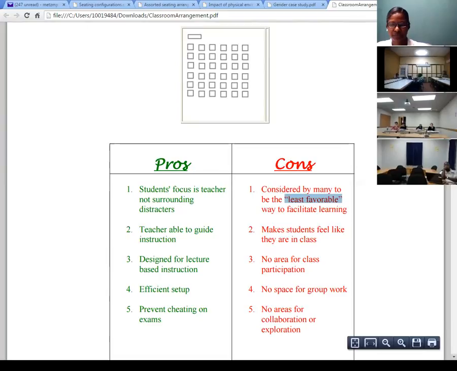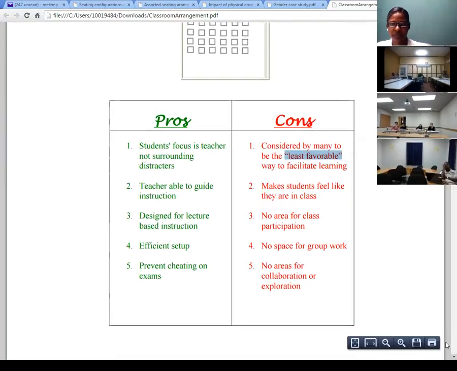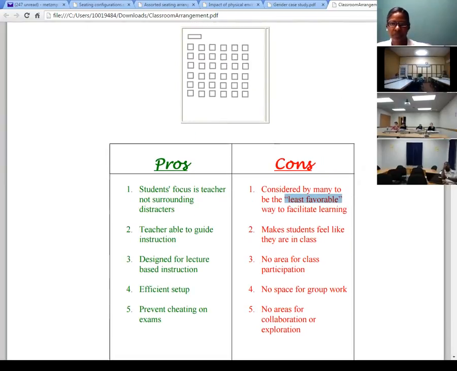Agree to a certain extent because of the number of rows that are present. The students towards the back will be lost, while the students towards the front will get all the information. Right, right. Certainly doesn't provide for equity in the classroom at all. I found number two strange. Make students feel like they're in a class.